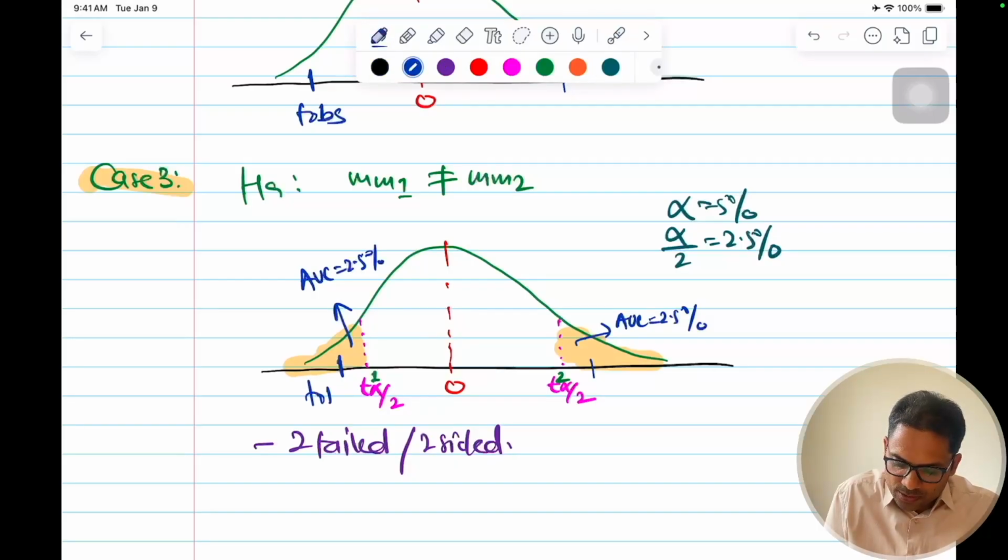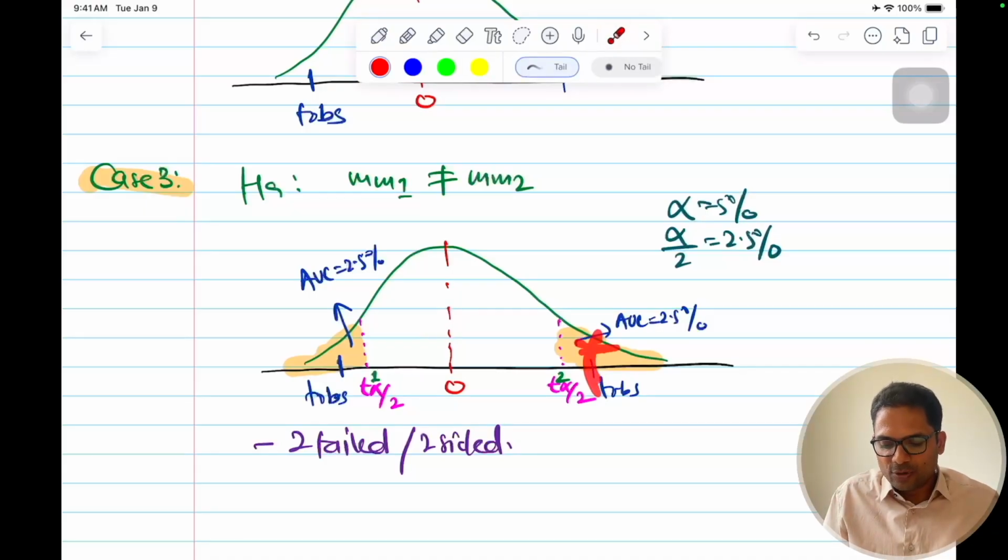For example, if my t observed is here, either here or here, then I'll reject it, because the area under the curve, this p value, will be less than my significance level, and then I'll reject my null hypothesis and accept the alternate hypothesis. I hope this is also clear.